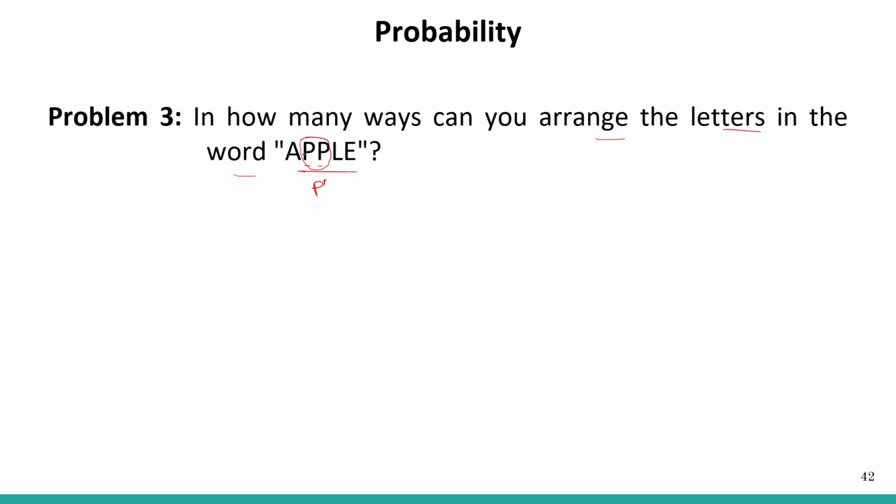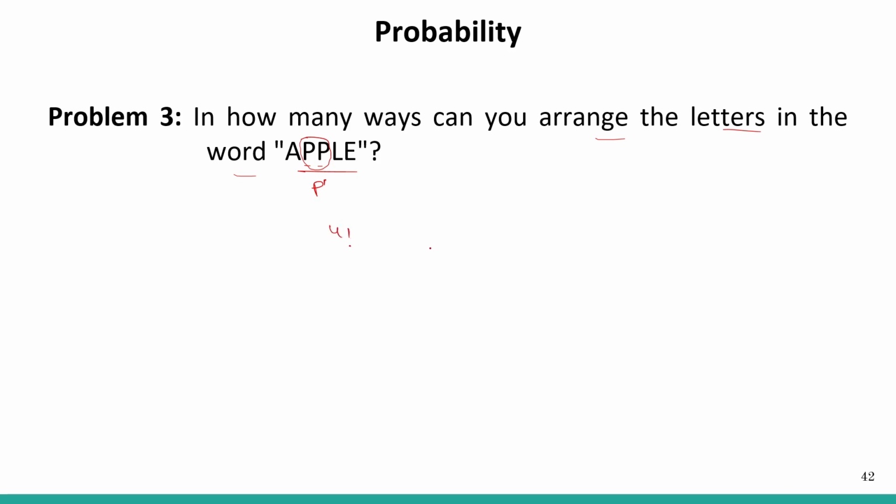Actually here you have 1, 2, 3, 4, 5 letters. But in this case, what you have is only one letter. We consider this as 1. So 5, these two P are 1. So in whole we have 4 letters. Okay, this is what we assume right here. So how many ways can you actually permute 4 letters?